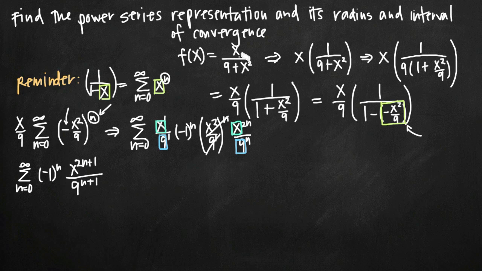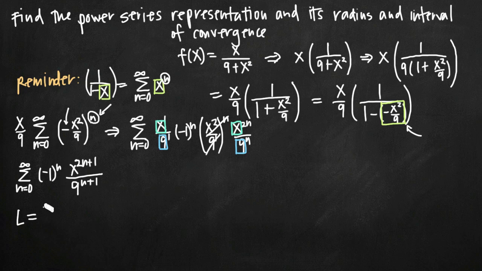So we've got the first half of the problem done. Now all we need to do is find the associated radius and interval of convergence for this power series. The easiest way to do that is to find the radius of convergence first and then use that radius to find the interval of convergence. The way that we're going to find the radius of convergence is we're going to use the ratio test. And what the ratio test tells us, we're going to call this L.